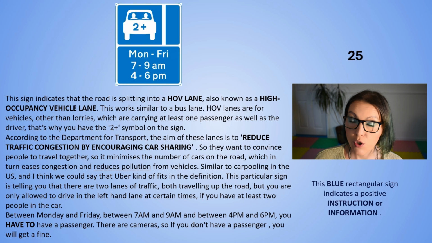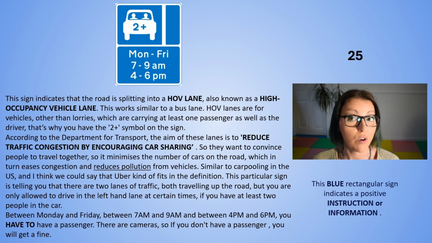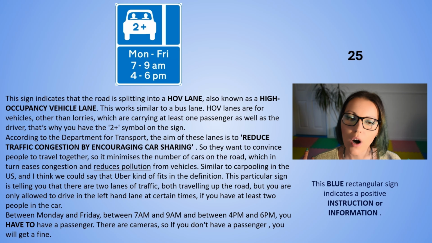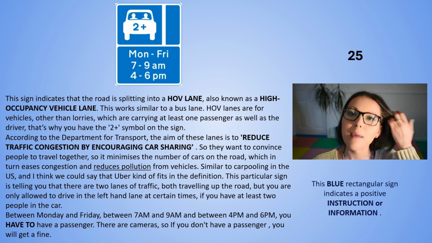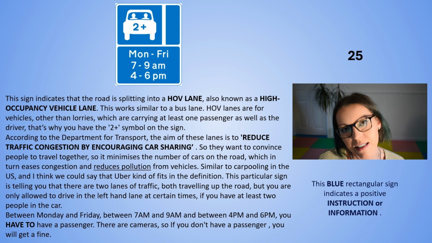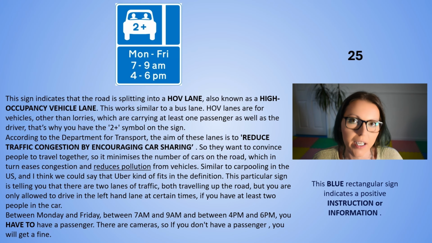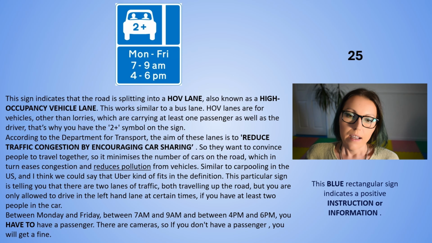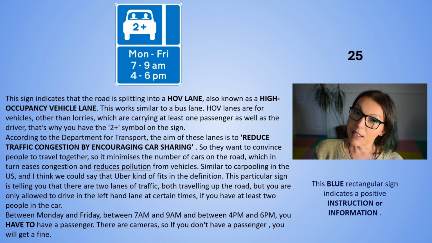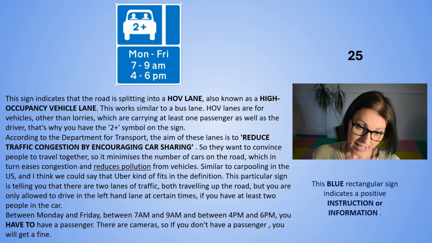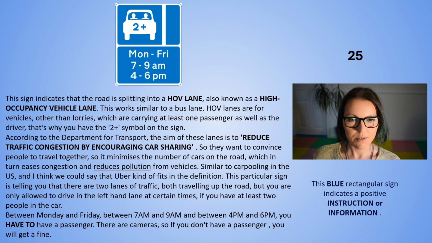There are cameras which enforce this rule, so if you do not have a passenger and you are on your own as the driver in the car, you will get a fine. So wherever you see this sign, it might not be the same timings and the same days, but obviously the sign will indicate the times of day and the days. And yeah, I saved the weirdest UK traffic sign to the last. This is a lot to take in, and a lot to remember.